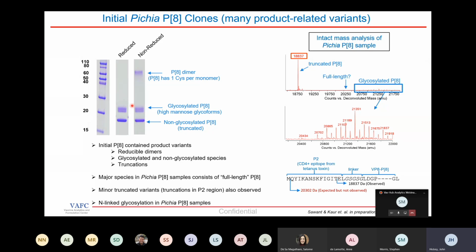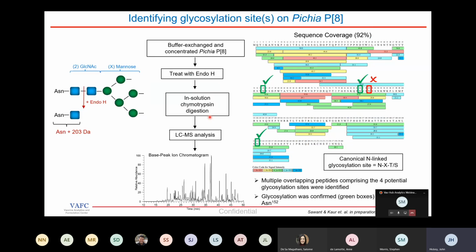And then all these observations by SDS-PAGE were confirmed by intact mass, namely, so this is the mass we would expect for full-length protein, and instead we see a truncated species. And this truncation, if we look at the primary sequence, was confirmed to be the CD4 epitope was actually cleaved in the truncated form. And then finally, we can see high mannose glycosylation. So we undertook a variety of MS-based techniques to better understand the molecule that can help design a better one.